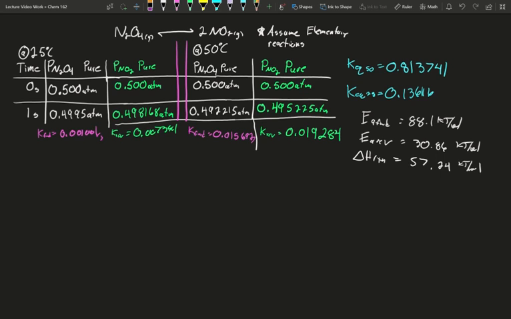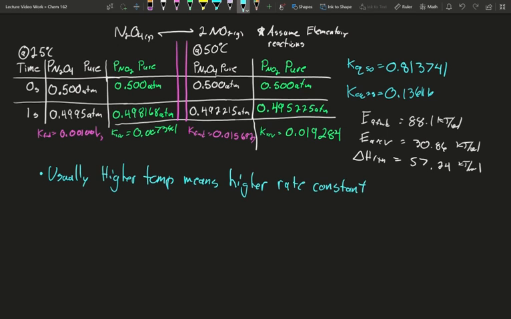This makes sense. For the same amount of stuff, if your constant increases, you would have a faster rate. Rates generally go up as our temperature goes up. And so we expect a higher rate constant at higher temperatures. So usually a higher temp will mean a higher rate constant. Not every reaction is perfectly in line with this. There are exceptions, but this is a good general rule. We saw this for both the forward and the reverse reaction.